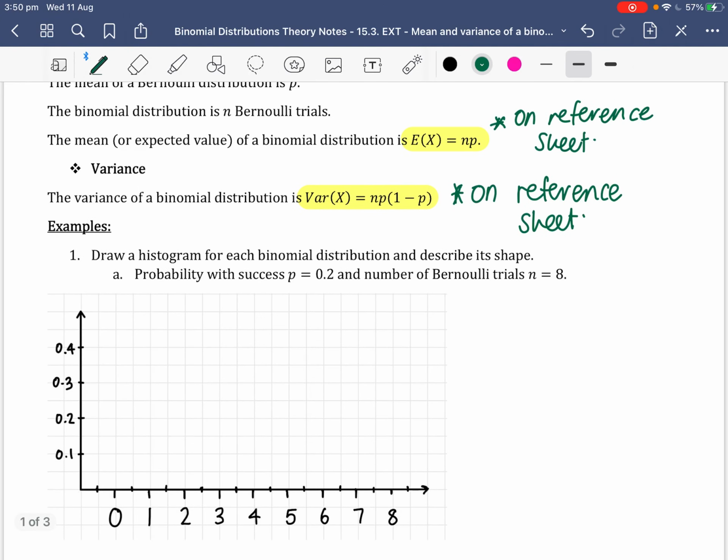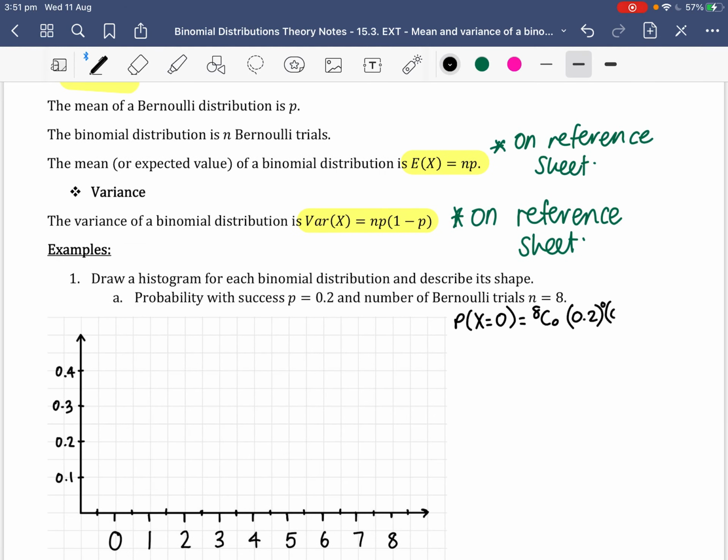So our example is to draw a histogram for each binomial distribution and describe the shape of the graph. So we have a probability of success p equals 0.2 and the number of Bernoulli trials is 8. What we need to do is find the probability that X equals 0 all the way up to 8. So this one is 8 choose 0, our probability of success is 0.2 to the power of 0, and then the probability of failure will be 0.8 to the power of 8.